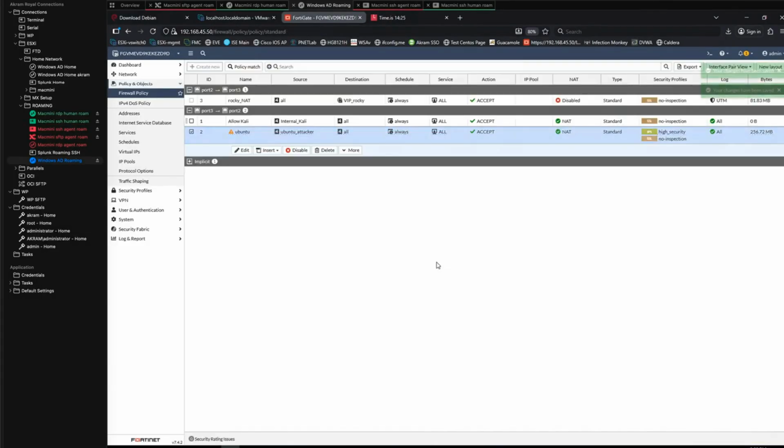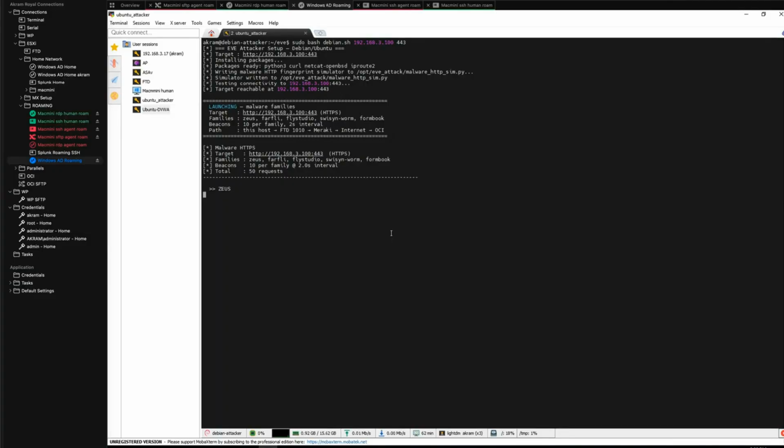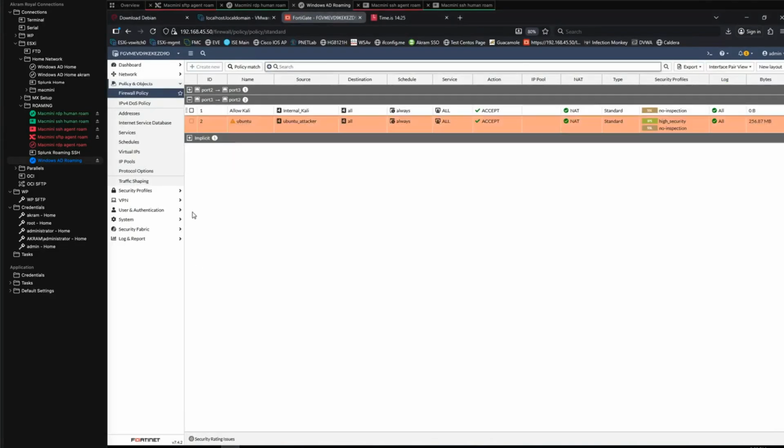Crucially, both the FortiGate and the FTD have SSL decryption disabled. We are relying solely on IPS signatures without the benefit of clear text inspection. First, let's look at the FortiGate configuration. You can see we have the highest-security IPS profile applied to the policy. However, because SSL inspection is set to no inspection, the firewall is effectively blind to the encrypted payload.